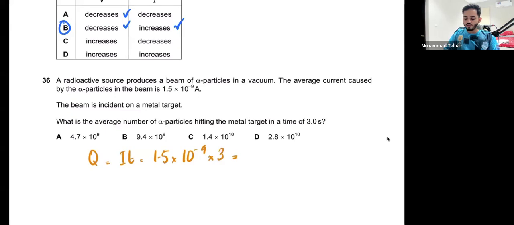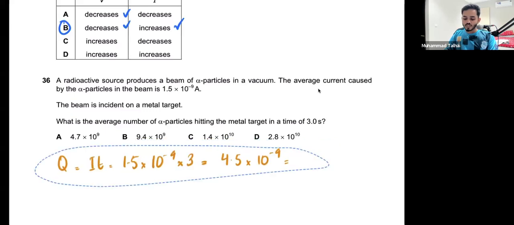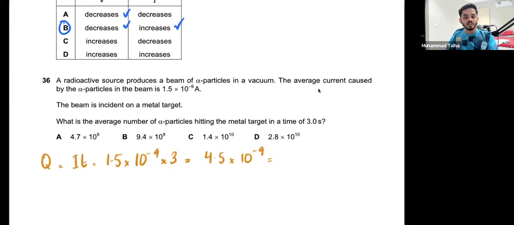Which is 4.5 into 10 to the negative 9. Don't know why I picked up the calculator for that. Almost shameful. But anyway, we know that charge is quantized in terms of the particle carrying that charge. We have alpha particles here. An alpha particle, which is basically a helium nucleus, has a charge of 2e, so twice the fundamental charge.